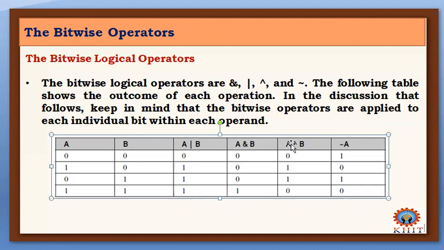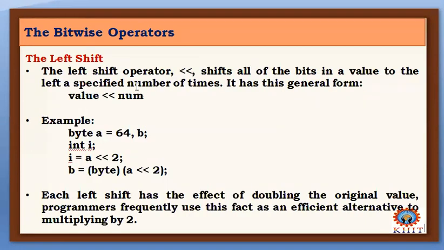So here A cap B means exclusive OR. We are performing exclusive OR. Exclusive OR in the sense that if the two are equal the result is 0, and if they are different, it is 1. So that is shown here. Next, shift operators.